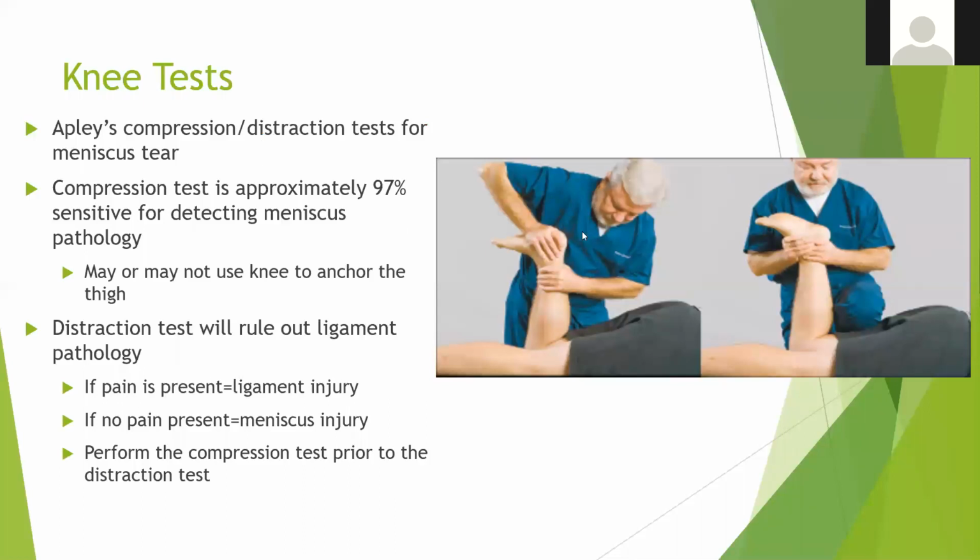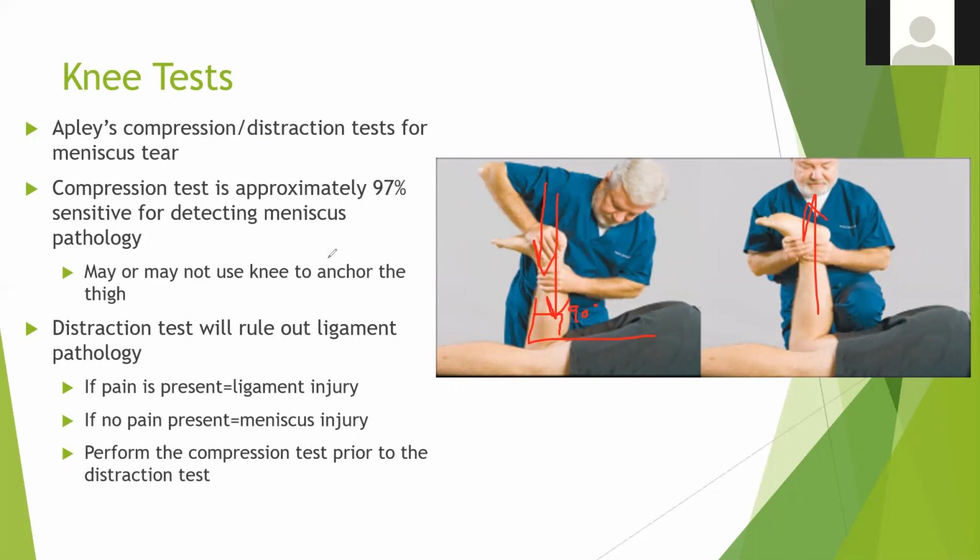This whole compression or distraction test is going to test for a meniscus tear. What this doctor's doing is he's laying you down on your stomach and your knee is bent to 90 degrees. So this is 90 degrees here, roughly. And he is just pushing straight down on your heel to push down on your knee. And in this one, he's pulling it up.